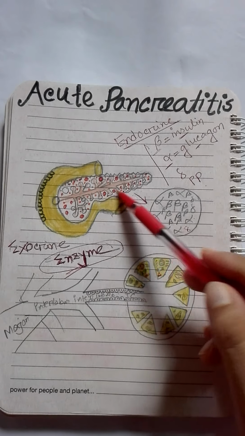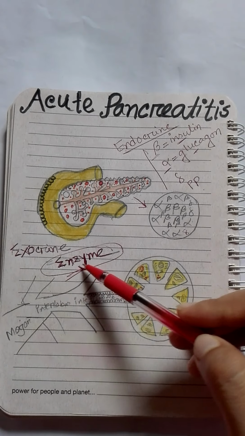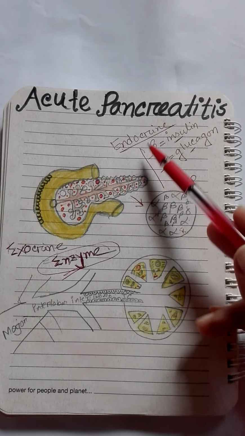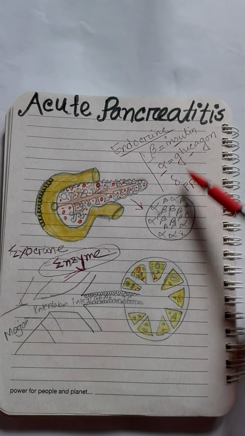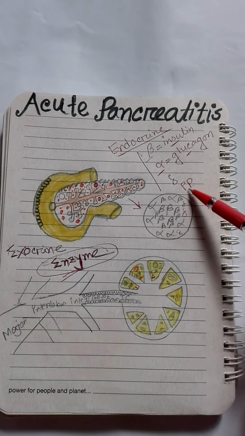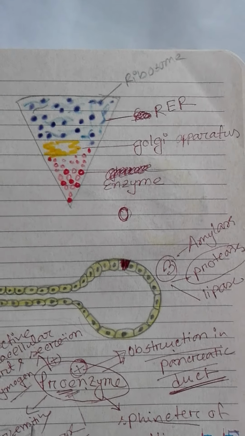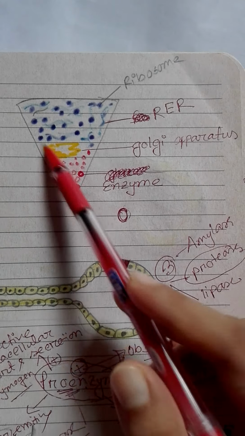Now the physiology of the pancreas. The pancreas has both exocrine and endocrine functions. Exocrine function secretes enzymes, endocrine function secretes hormones: the beta cell secretes insulin, the alpha cell glucagon, and the delta cell and pancreatic polypeptide cells secrete their hormones. Now this is one acinar cell.